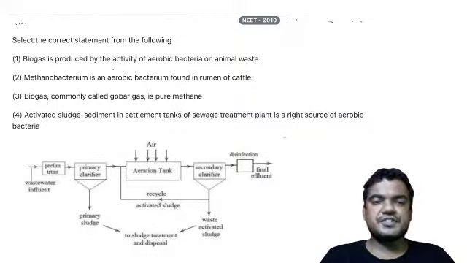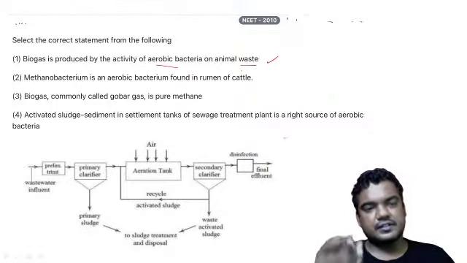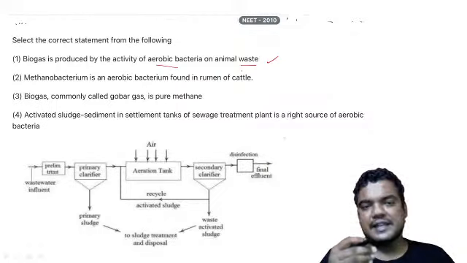Biogas is produced by aerobic bacteria and animal waste. So the statement is here that we know that some gases are released by wastewater in a treatment process, and those gases are produced by the activity of aerobic bacteria. So that is the first statement they have given.